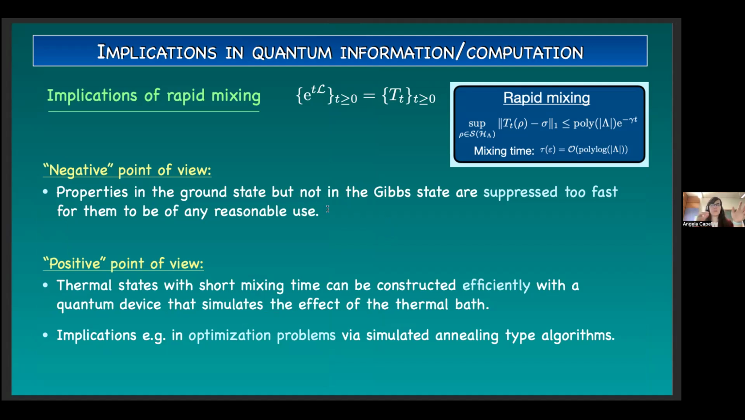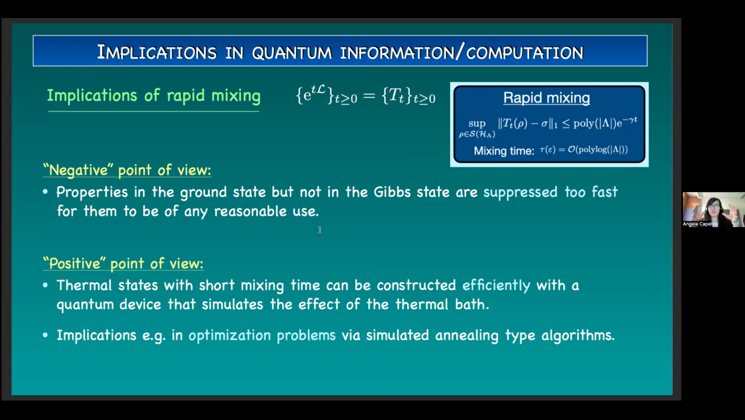As I was mentioning before, there are some negative aspects and positive aspects of these kind of properties. The negative aspects mainly have to do with the fact that if you have rapid mixing, once you initialize your system, you approach the equilibrium too fast, which means that if there was any important information in the state at which you were initializing your system, you are losing it too fast. And that means in particular that if you initialize your system, for example, in a ground state, and you approach the Gibbs state too fast, these properties that hold in the ground state but not in the Gibbs state are suppressed too fast for them to be of any reasonable use. So this would be a negative point of view in case you are modeling a noise, for example.